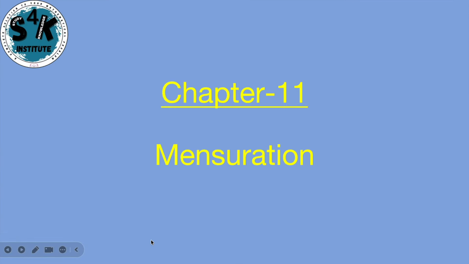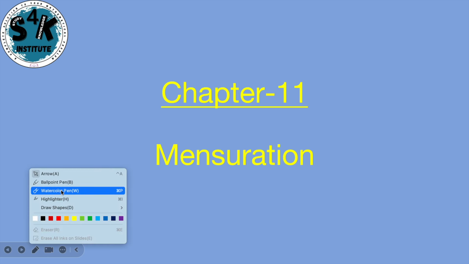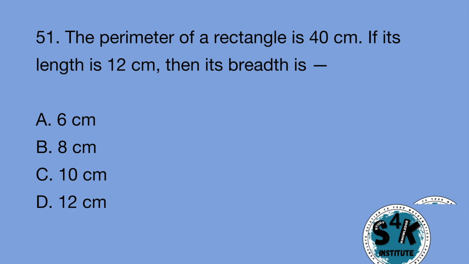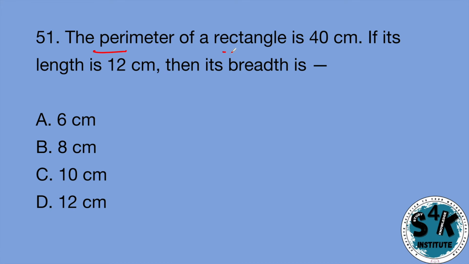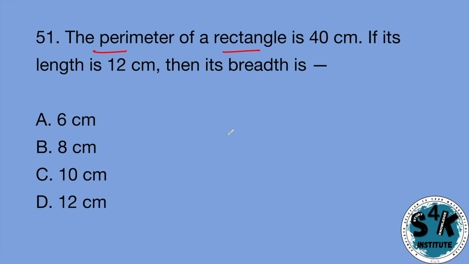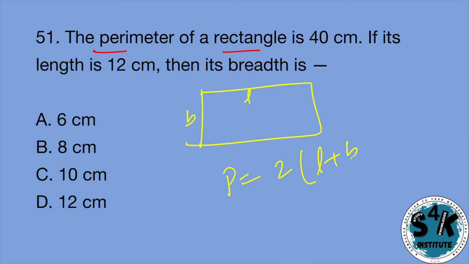Chapter 11, mensuration. Let's see what topics are there to discuss and what questions we have. The perimeter of a rectangle is 40 centimeter. Do you know the formula of rectangle perimeter? Then it will be easier for you to do this question. So length and breadth. The perimeter will be 2 times L plus B, and the perimeter is given as 40. So please write 40 equals 2 times.